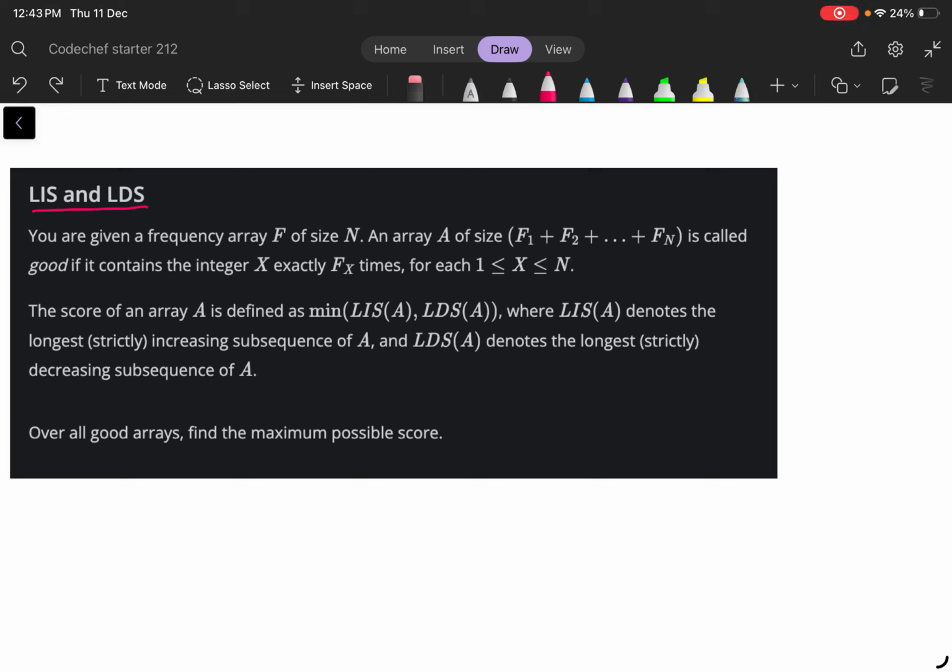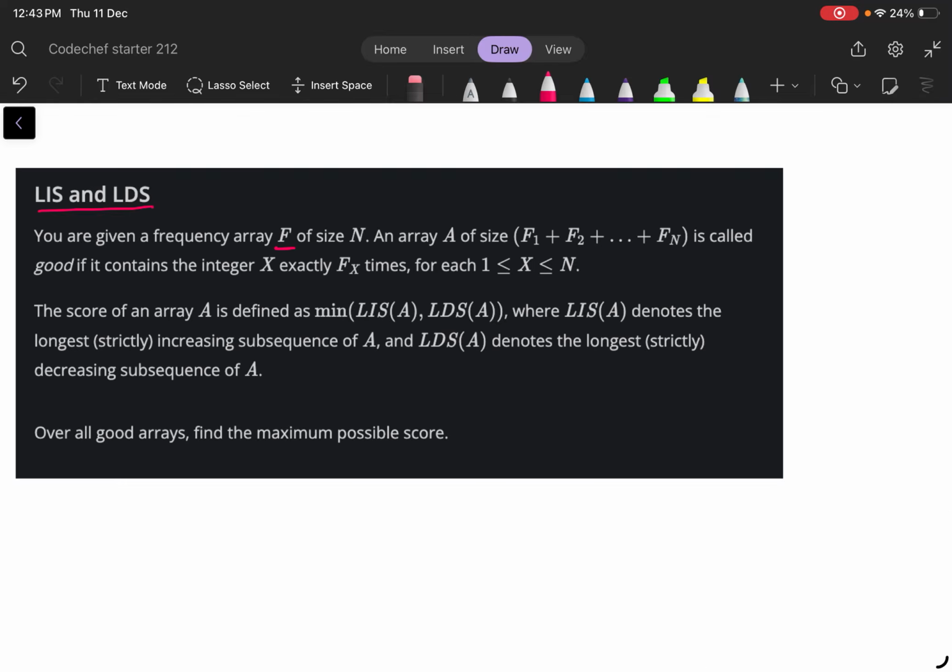Hello everyone, let's discuss the problem LIS and LDS from Codechef Starters 216. The problem statement is very simple. We'll be given a frequency array f of size n, and from all the arrays which can be built using f, we have to find the maximum possible score. Okay, and what is score?